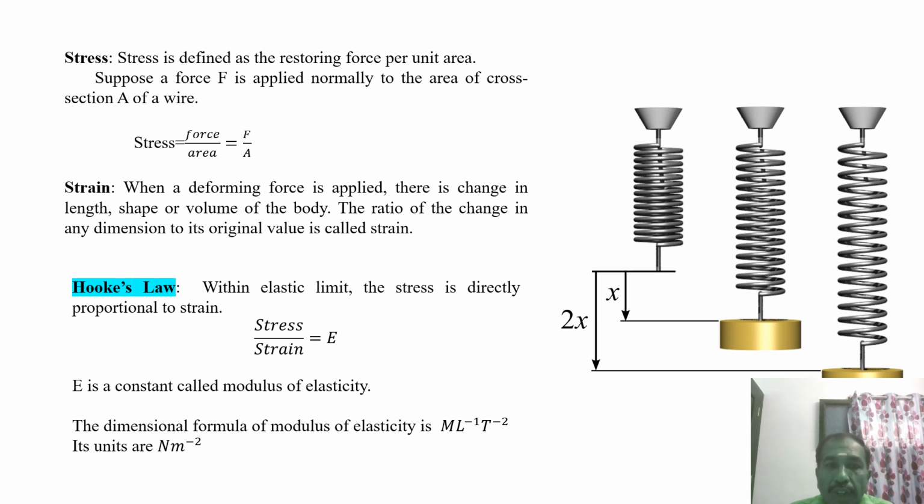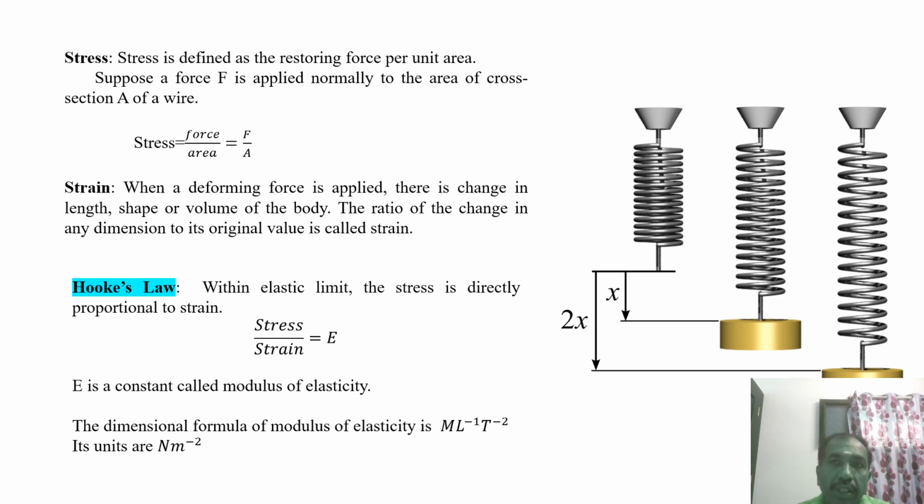The dimensional formula for the modulus of elasticity: stress is force per unit area. Force is m into a, so M L T power minus 2 divided by L squared. Therefore, one L will cancel, giving M L power minus 1 T power minus 2. Its unit is Newton per meter square. The strain is a dimensionless quantity.